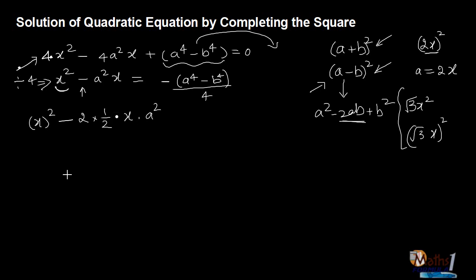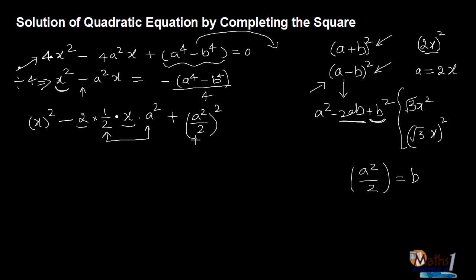So now let's go back to this again and see. 2a, whatever is left is b, which is 1 by 2 multiplied by a square, which is going to be a square divided by 2. That is going to be my b. So I need to add one more term, plus b square, which is a square divided by 2 whole square. If I am adding the term here, on the right hand side as well I need to add it, so that we don't change anything in this entire equation. Minus a to the power 4 minus b to the power 4, let me put that in a bracket here, divided by 4 plus a square by 2 whole square.